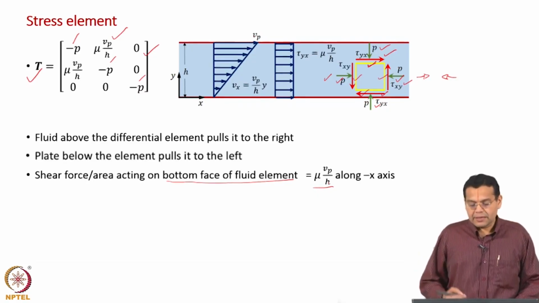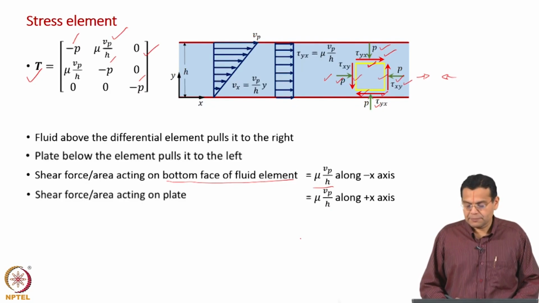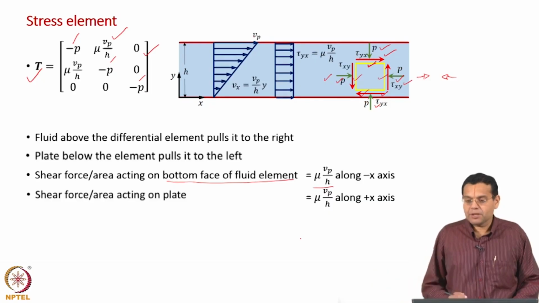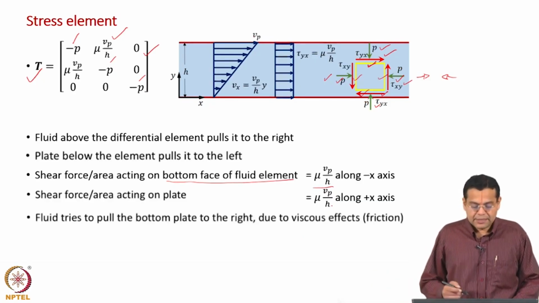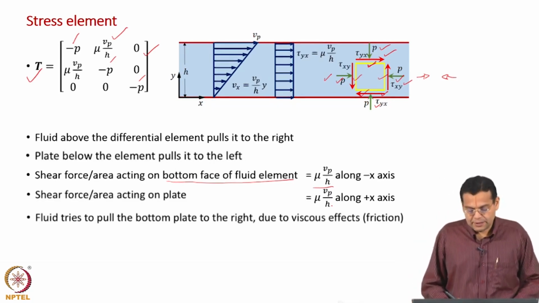Okay. Fluid at the bottom plate, because the plate is stationary, the plate tries to pull the fluid to the left. So, shear force acting on the fluid element is towards the negative x axis, and of course, shear force acting on the plate is the same magnitude mu V_p by h, but along the positive x axis. Okay. Fluid is trying to pull the bottom plate towards the positive x axis. That is why shear force per area acting on the plate is towards the positive x axis, okay. The bottom plate is pulled to the right, of course, due to viscous effects.